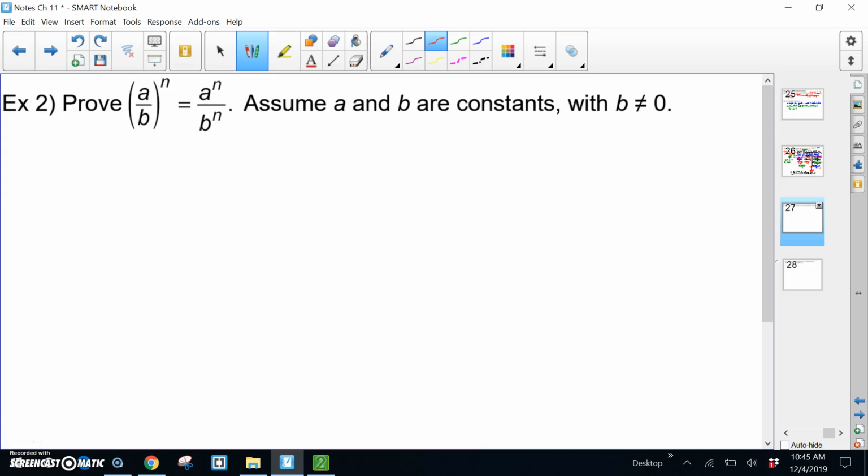Example 2, prove (a over b) to the nth power equals a to the nth over b to the nth. Assume a and b are constants with b not equal to 0. Of course, b can't be 0 because then we'd have an undefined fraction there. So go back to your steps. Step 1.